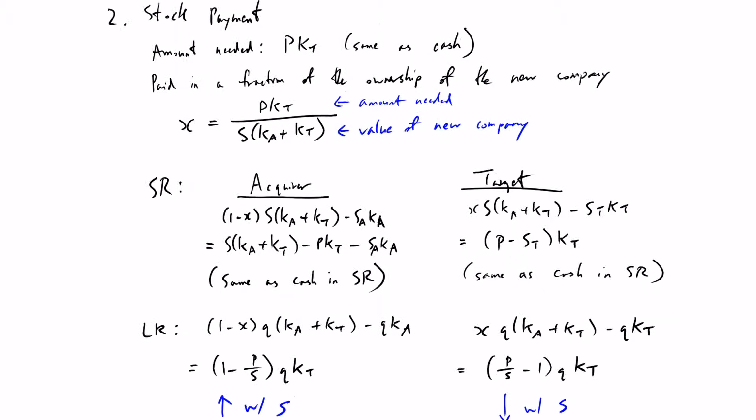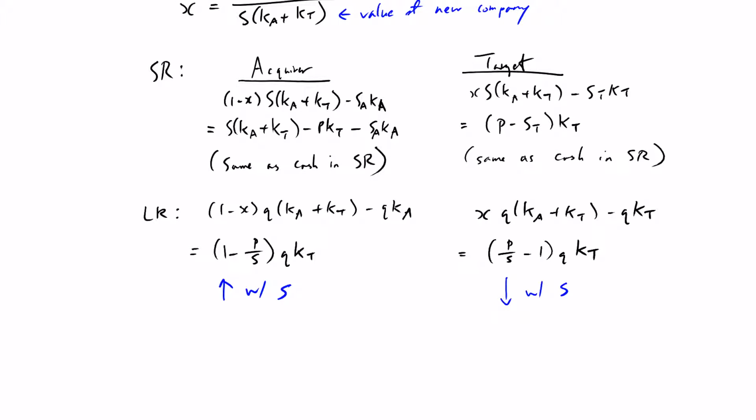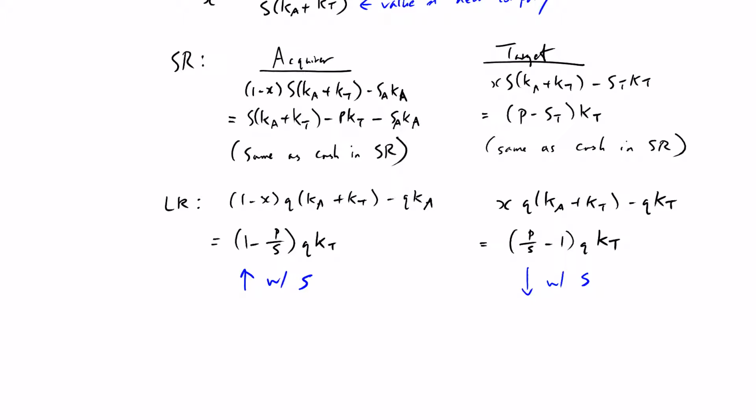If you compare the gain in cash, G minus P times K_T, versus stock. Is it G or Q? I think I switched from G to Q. It's supposed to mean the same thing. Let's see. Okay, it's G, and somehow I started writing Q. So I should change all these back to G. That's a mistake. These are all supposed to be G.